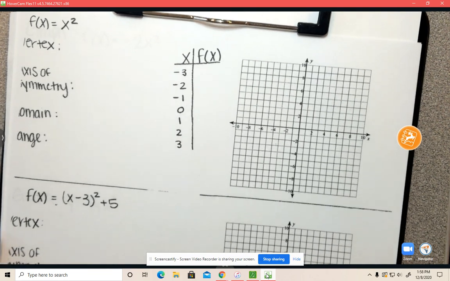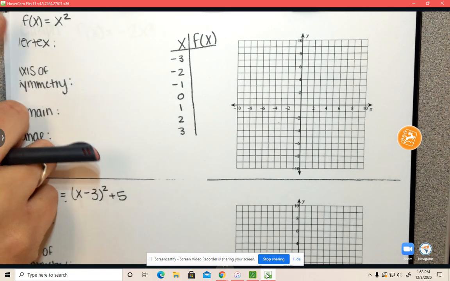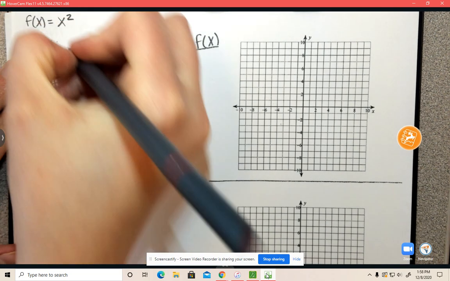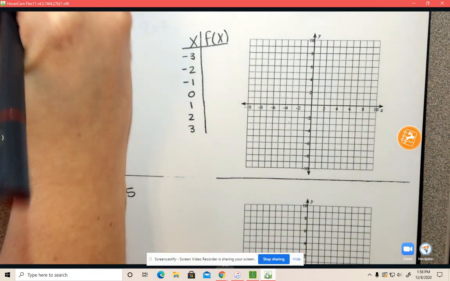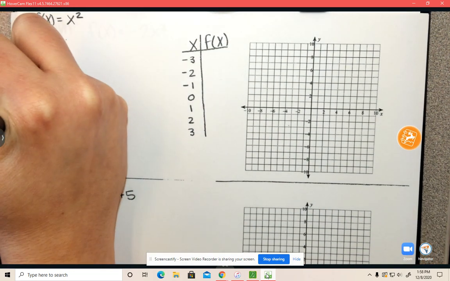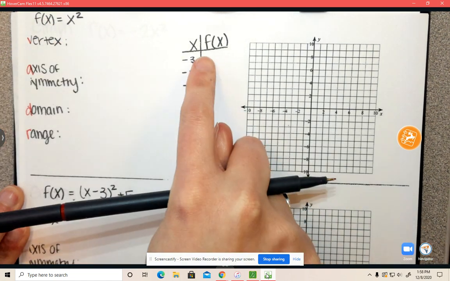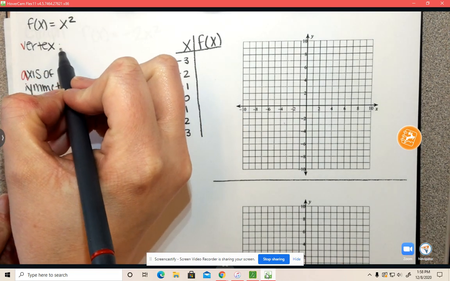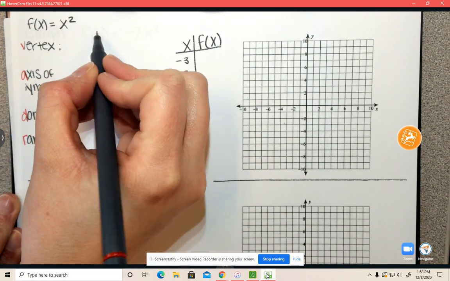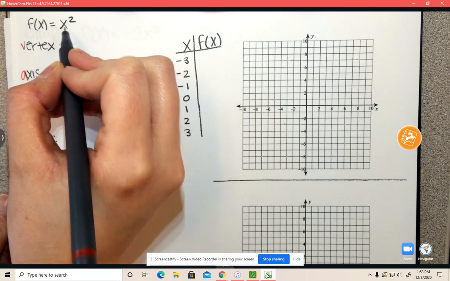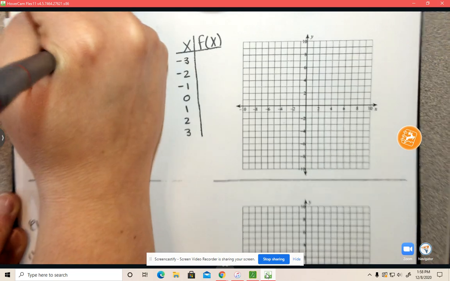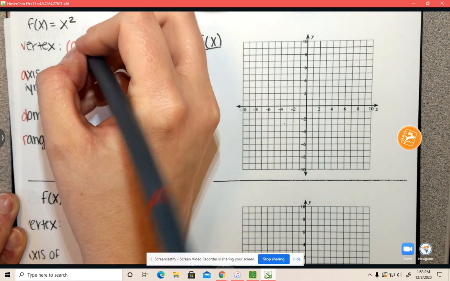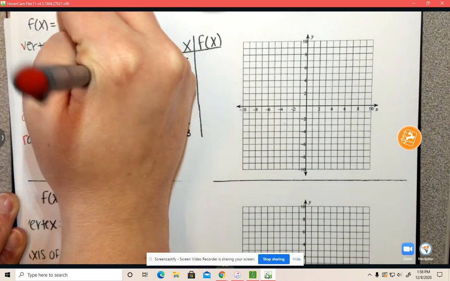I do apologize. When I copied these, it cut off some of my words, but you should be able to see what I'm talking about. We're going to start with the parent function, x squared, and pick out the vertex, the axis of symmetry, the domain, and the range. We're going to fill in a table of values and look at that on the graph. The vertex, we know, is h, k. I don't see anything in parentheses with x, and I don't see anything added on the outside, so your vertex is 0, 0. Your axis of symmetry is x equals h, so just x equals 0.